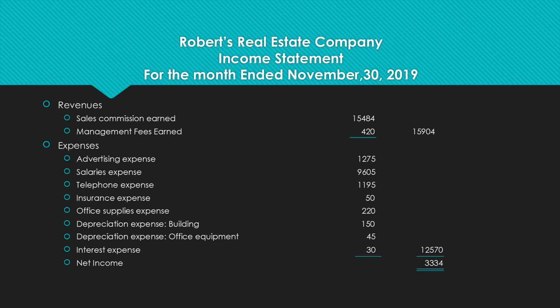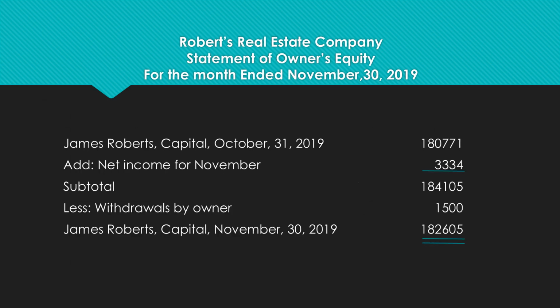Now after the income statement, we are going to prepare the statement of owner's equity. This is the Roberts Real Estate Company statement of owner's equity for the month ended November 30, 2019. Here we first have James Roberts Capital, October 31st, 2019. This is the balance of Roberts Real Estate Company James Roberts Capital at the end of the month of October.